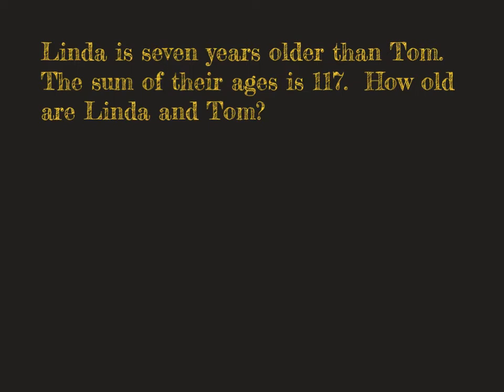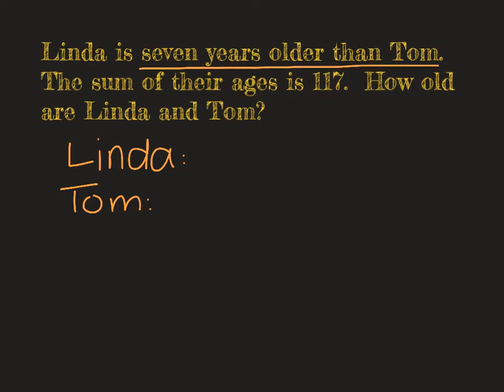So we know that we have Linda and we have Tom. Let's take a look at what we know about them. It tells us that Linda is 7 years older than Tom. Well, if only we knew how old Tom was, we could figure out Linda's age, right? In math, when we don't know something, we can use a variable. Let's use t for Tom. Then if Linda is 7 years older than Tom, she would have to be t plus 7.